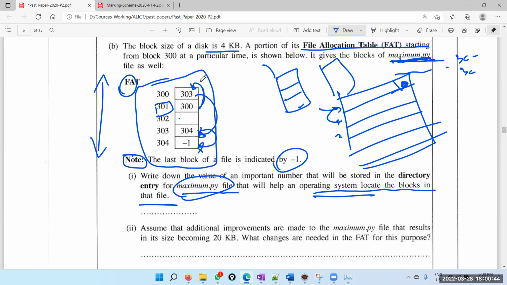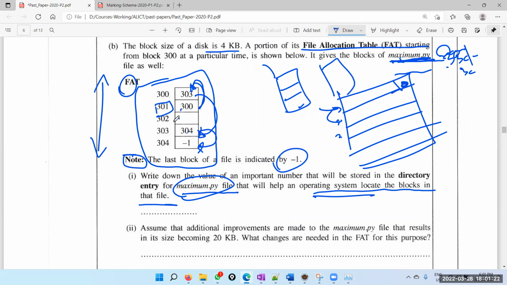So then it is asking you to go to 300 to look at the next portion, and it says go to 303 to look at the next portion, and it says go to 304 to look at the next portion. So therefore your operating system must keep 301 as the pointer, right? In the maximum.py file, it has to keep 301 as the pointer, because the operating system can't go and solve puzzles and find it. It must come straight away to the starting block. So that is the question they have asked in a very fuzzy way.